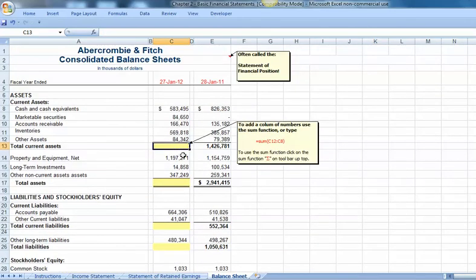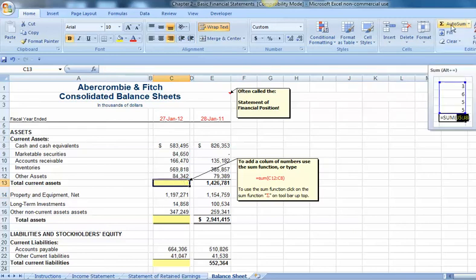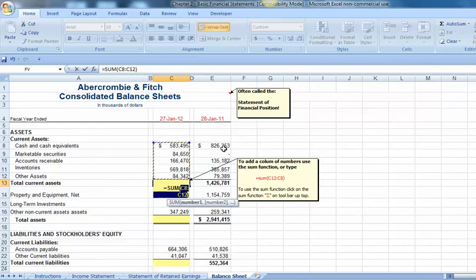To calculate our total current assets, simply equals sum, parenthesis, and then we can highlight the cells. If we had the menu bar displayed, we could have typed the sum function over here, and it automatically highlights the cells above it. If those are the ones we want, then we can hit enter.